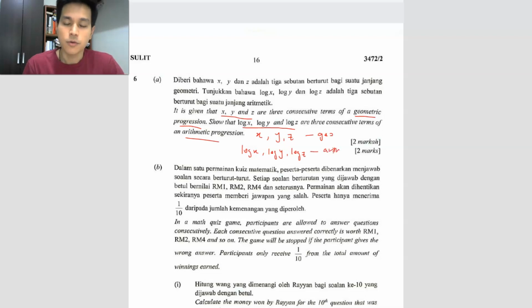So we all know the properties of geometric and arithmetic, right? Let's look at the first one, x, y, z. Now if it is geometric, what equation can we form? We know that the common ratio will be the same. So y over x should be equal to z over y. This is the common ratio, right?